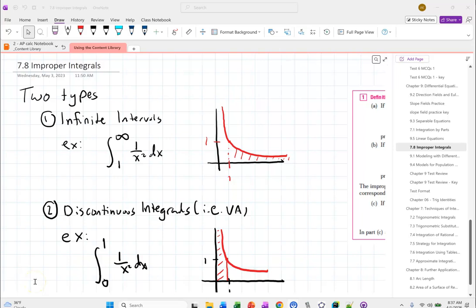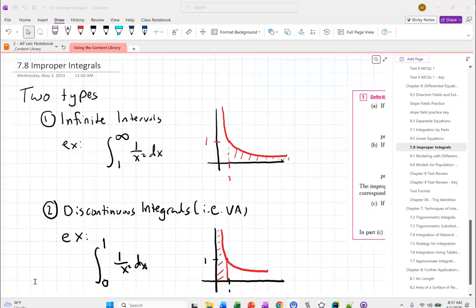Today we're going to do section 7-8. Section 7-8 is on improper integrals. This is another, what I would consider a BC only topic, but is a standard. You'll do this as a Calc 2 student sort of situation, okay?